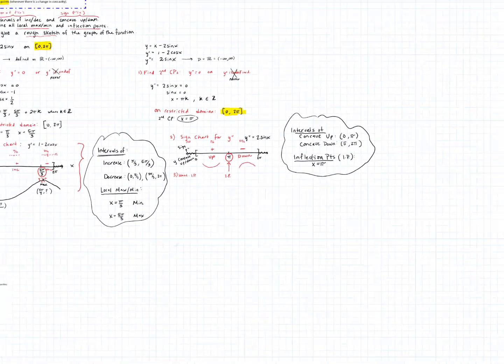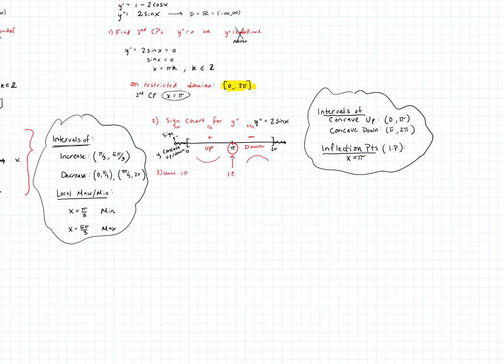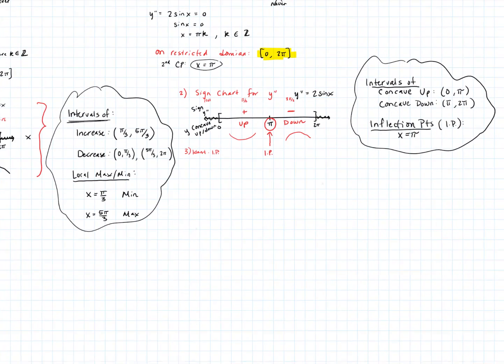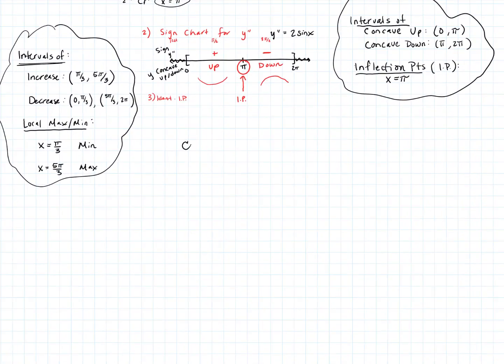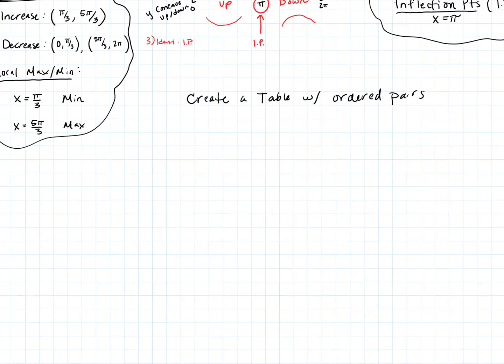And we could go to giving a rough sketch of this function, but to do that, it would be useful to also know what the actual ordered pairs are at those interesting points, those maxes and mins, and at those inflection points. So the last thing I'm going to do here before we get a little graph is take all that information and create a table here with ordered pairs.